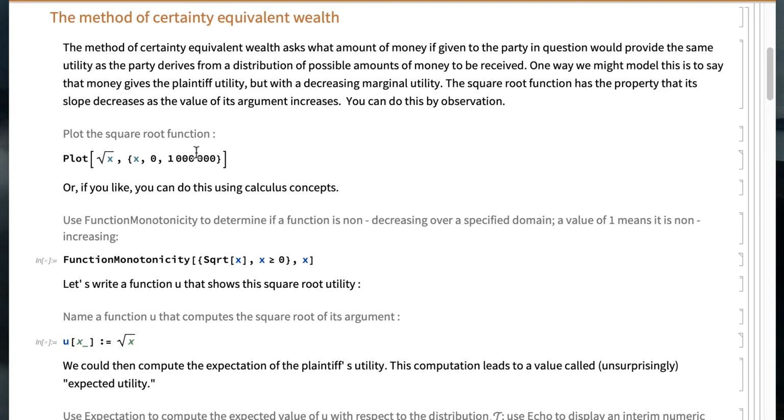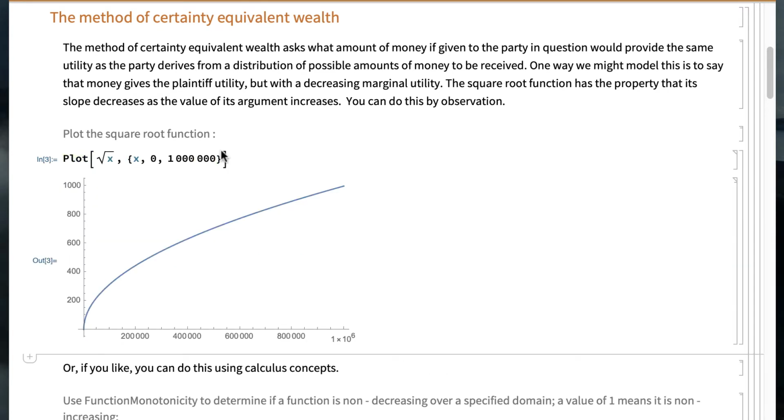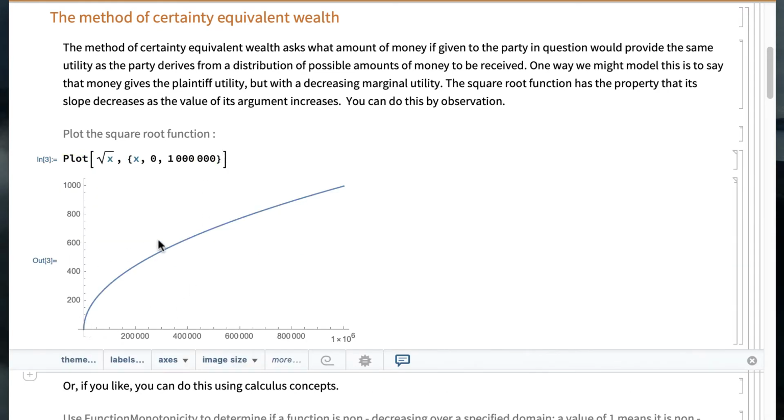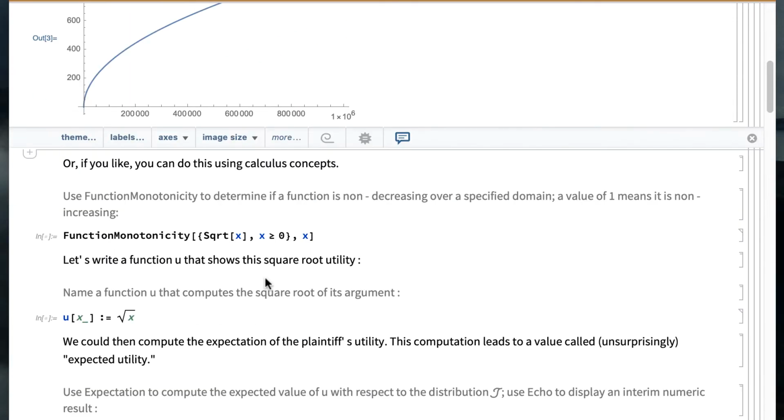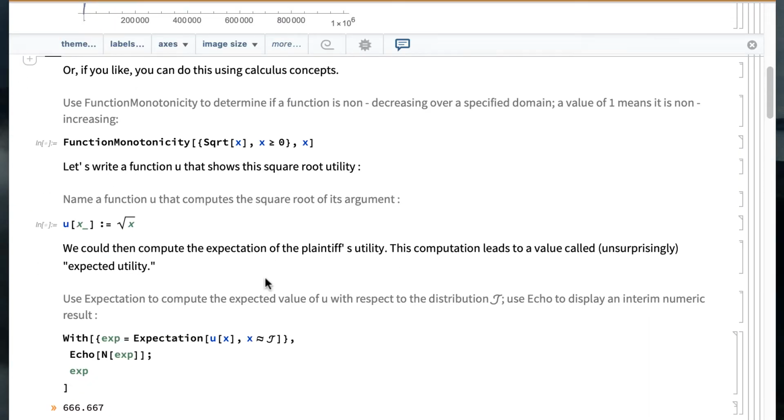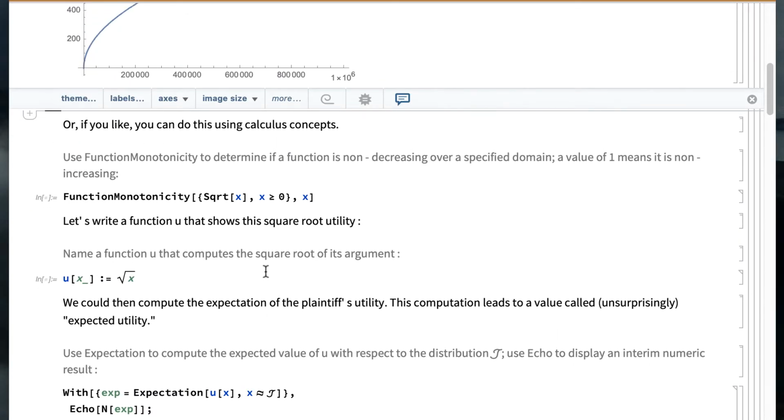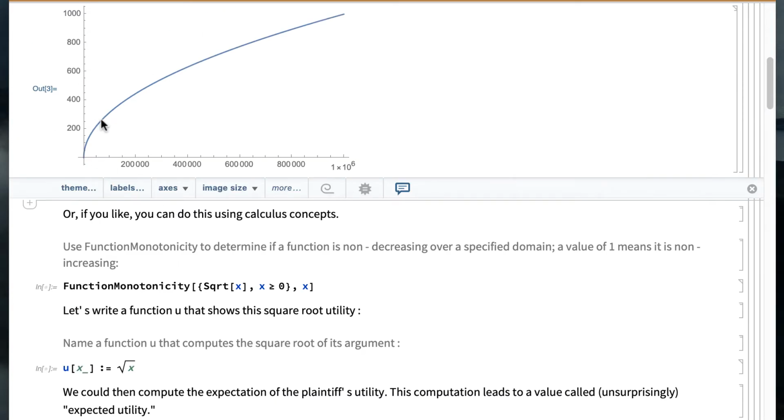So let's actually look at what that square root function looks like. You can see it has this feature that although it keeps going up and up and up, the slope, the rate at which it goes up, seems to diminish the higher and higher we get. We can also verify that the function is monotonic, meaning it's non-decreasing over a certain domain.